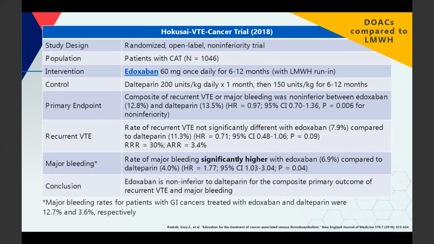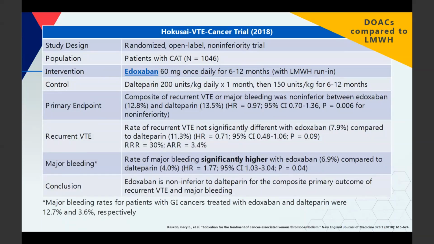So in our first trial, the Hokusai VTE cancer trial, this was published in 2018. This is a randomized open-label non-inferiority trial. They enrolled patients with cancer-associated thrombosis and enrolled a little over 1,000 patients. They compared edoxaban at treatment dosing with a low molecular weight heparin run-in to dalteparin at treatment dosing for a duration of 6 to 12 months.